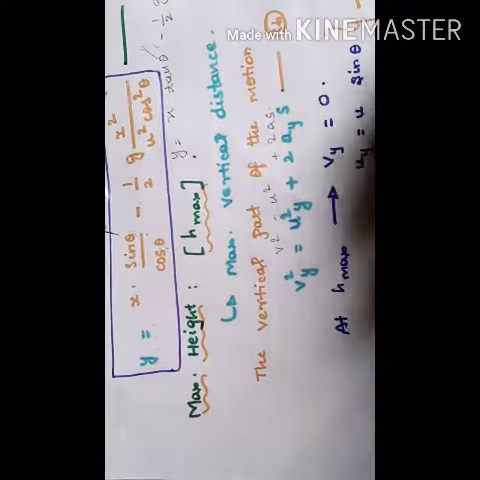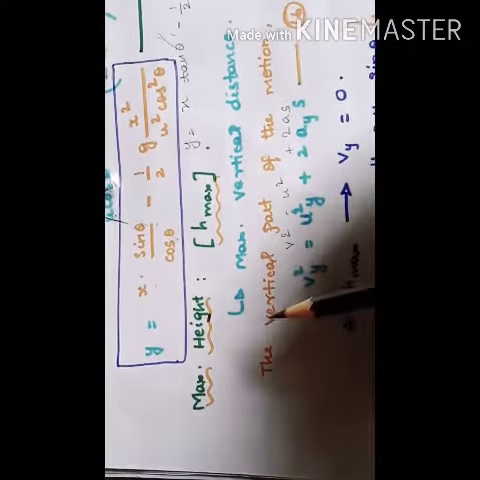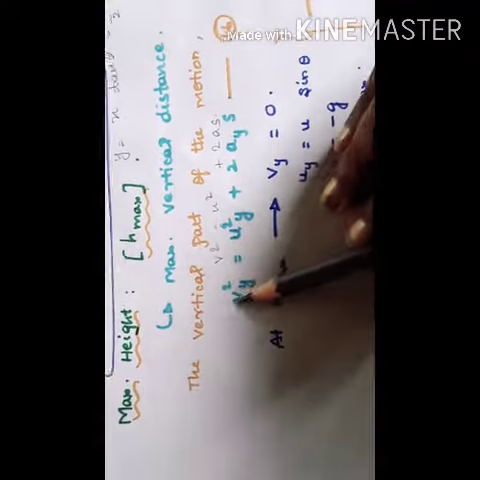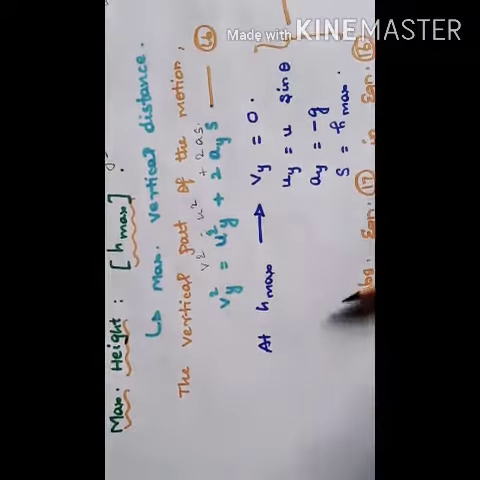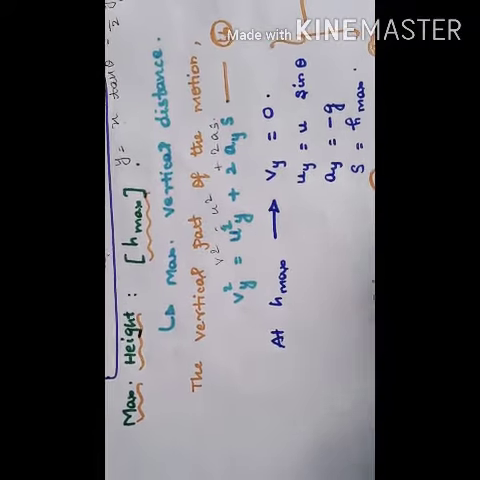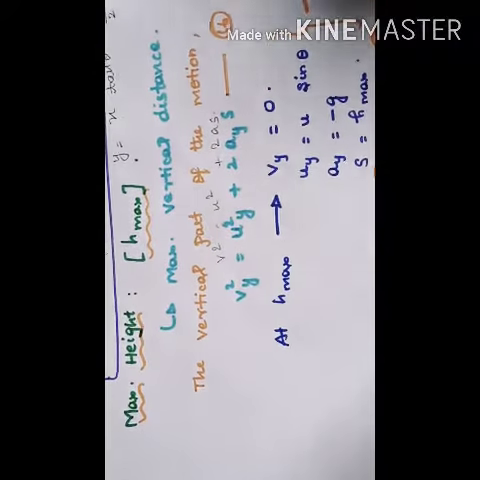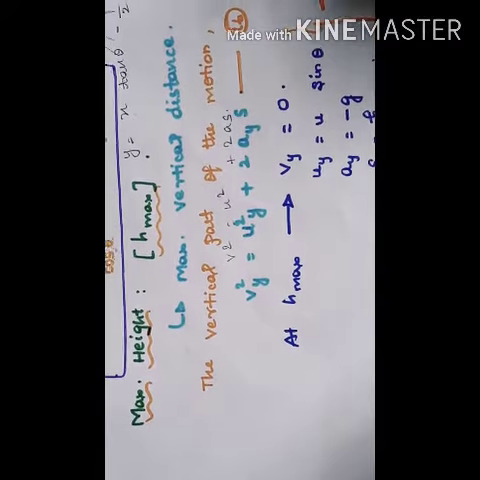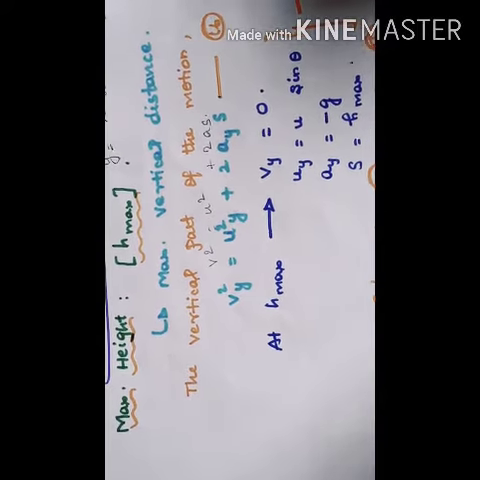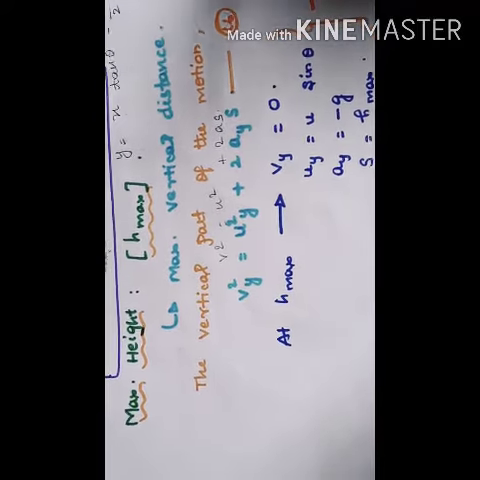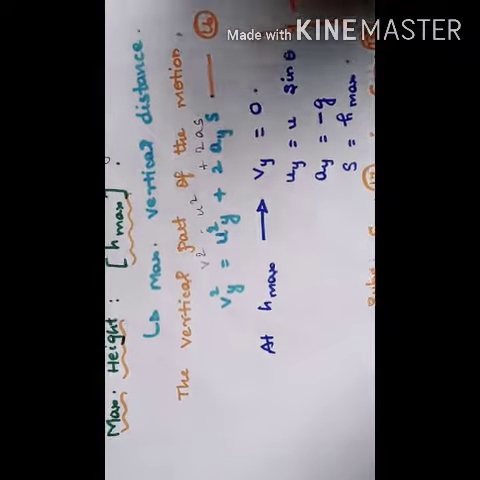In this video we are going to learn the systems present in the angular projection. What are the four different types of systems present in the angular projection? The first is the maximum height, the second is the time of flight, the third is the horizontal range, and the fourth is the maximum horizontal range.